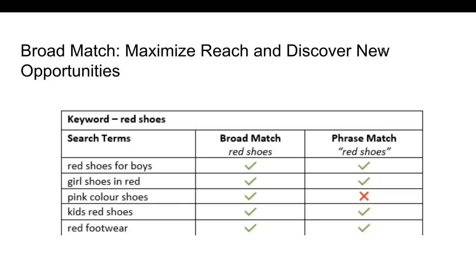So for example, let's say I'm choosing to run the broad match keyword luxury car. That's the one that I'm targeting. This could cause my ad to appear for searches like luxury cars for sale, best car brands, or even broader terms like expensive vehicles.